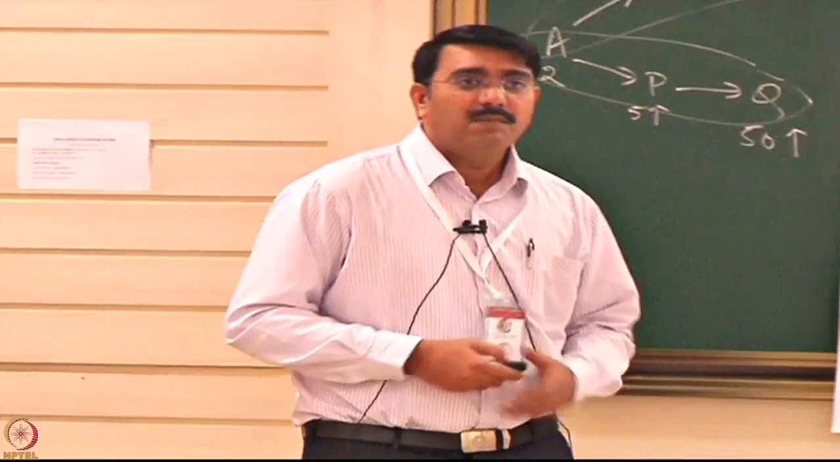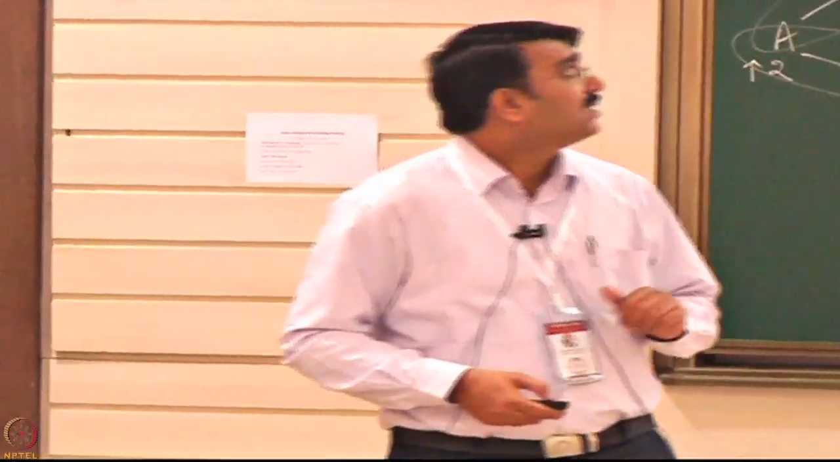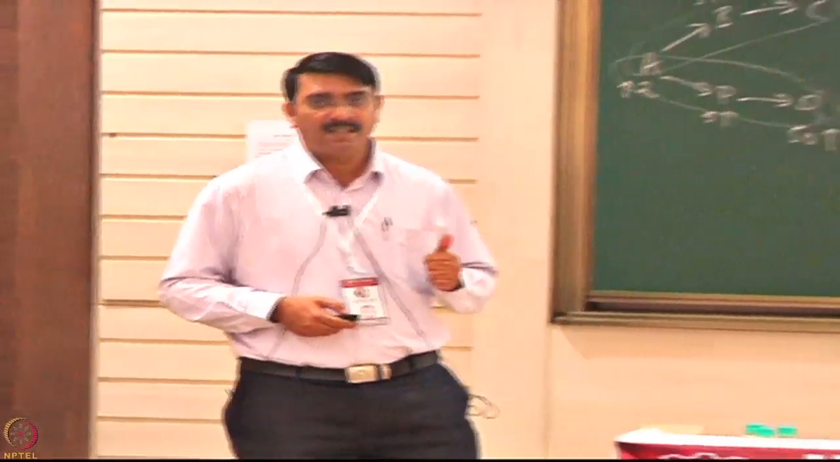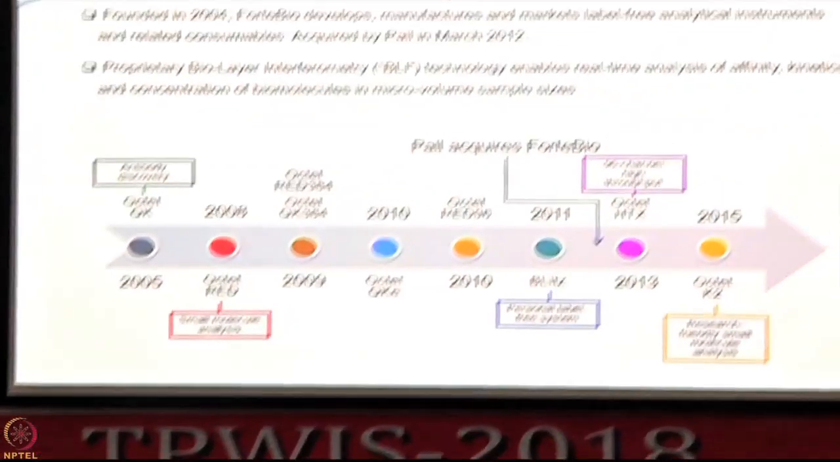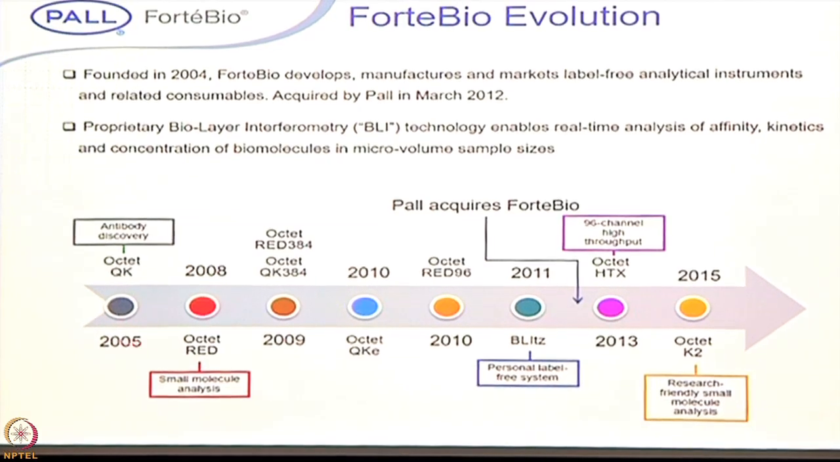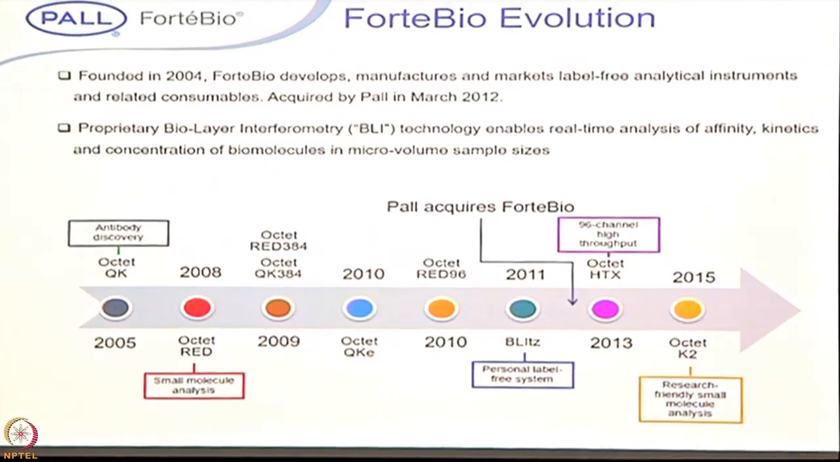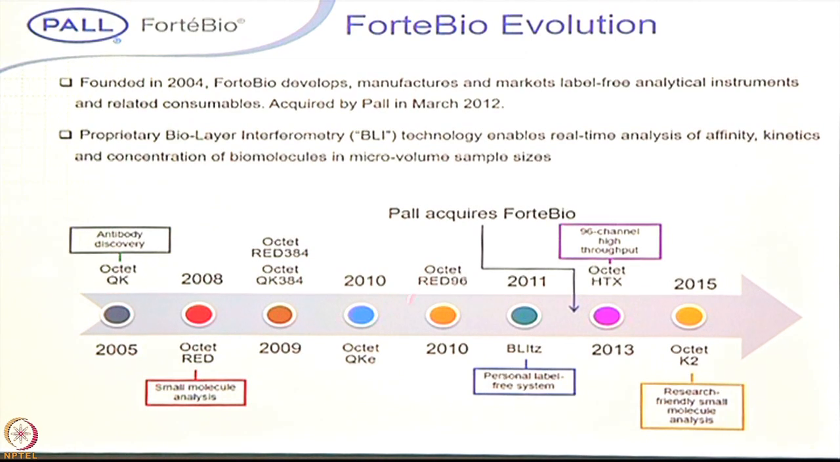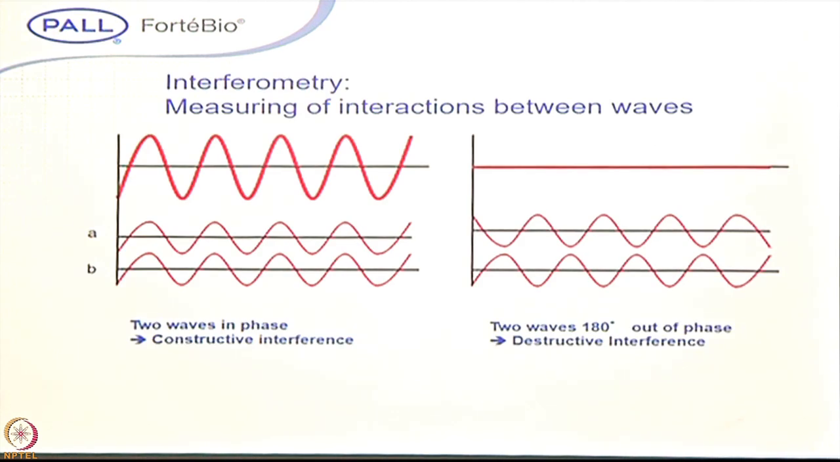When it comes to BLI technology, I'm going to talk about this. ForteBio is the parent company that invented this technology, from the year 2003 onwards. The first system came into the market in 2005; they call it Octet QK. Over a period of years, different instruments have come into the market based on throughput and so on. With this, I can start on what exactly the principle behind it is. Most interaction systems and analytical techniques are all based on light.